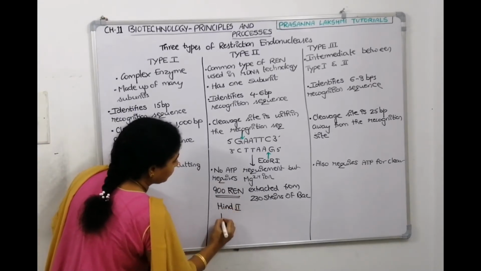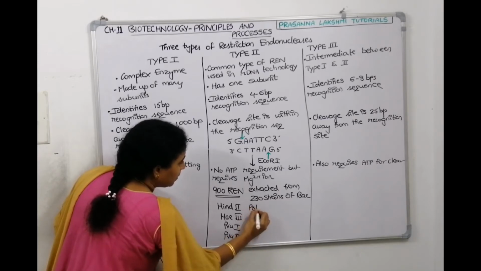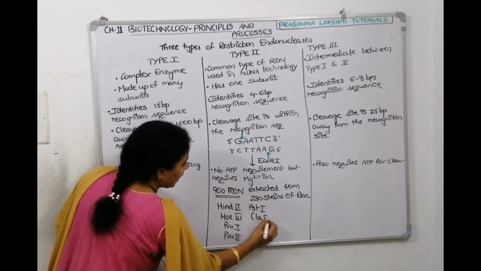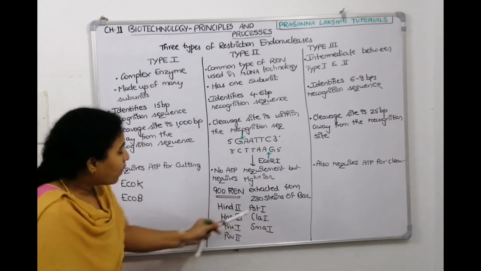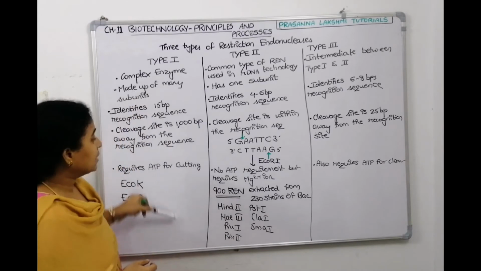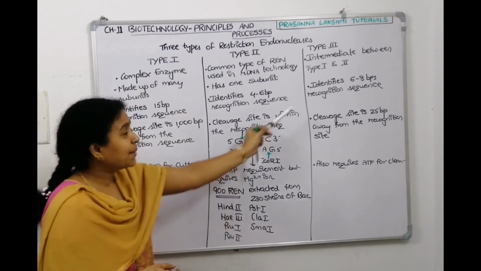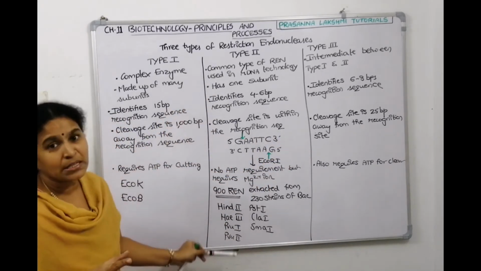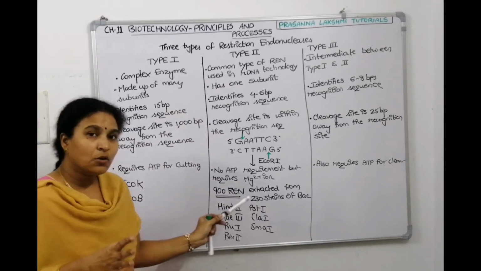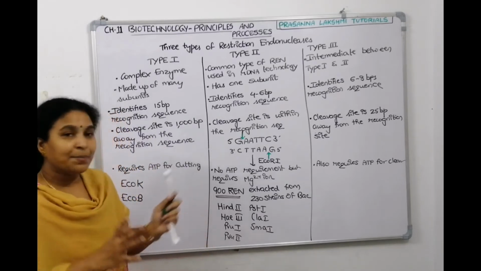Coming to type 2 restriction enzymes, if you want examples, EcoR1 we have already written, right? HindII also comes here, HaeIII also comes here, PvuI, PvuII, PstI, SmaI. Don't think that one Roman letter means it is a type 1 enzyme, two Roman letters means type 2, three Roman letters means type 3. It's wrong. All these names I wrote belong to type 2 enzymes only. The Roman letter denotes the order of isolation from that particular strain. And type 1 and type 3 we don't use it.